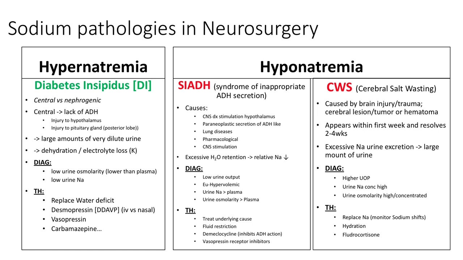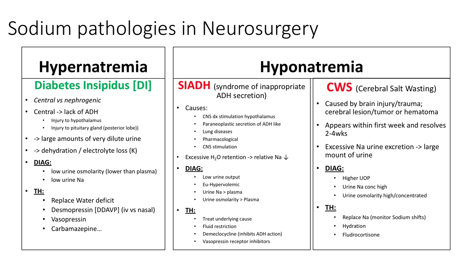So the three pathologies related to sodium level we need to keep in mind in neurosurgical patients are diabetes insipidus, SIADH, and cerebral salt wasting. Diabetes insipidus is the one associated with pathologically high sodium levels. SIADH and cerebral salt wasting, these are the two circumstances associated with hyponatremia, low sodium levels.